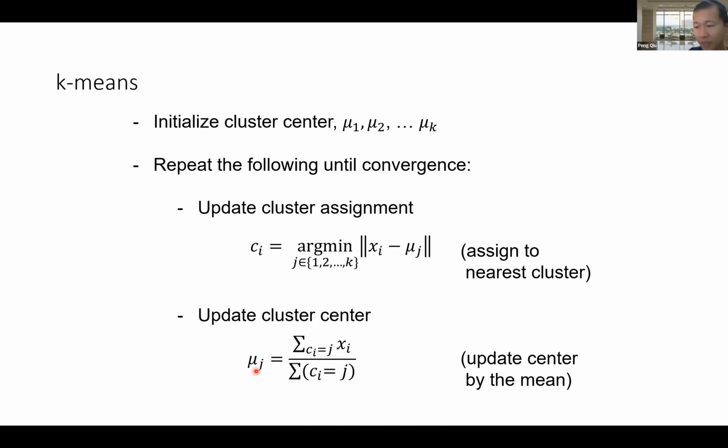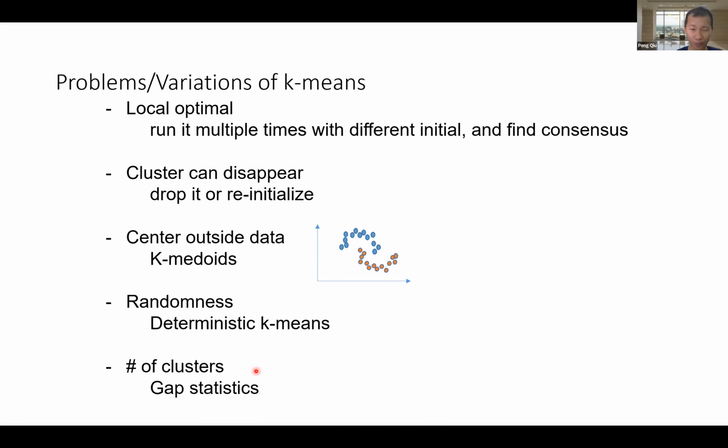So that's when we stop. Okay. So k-means is very easy to implement, but of course, it has many subtle issues that people need to consider, and also people have developed many variations of it.